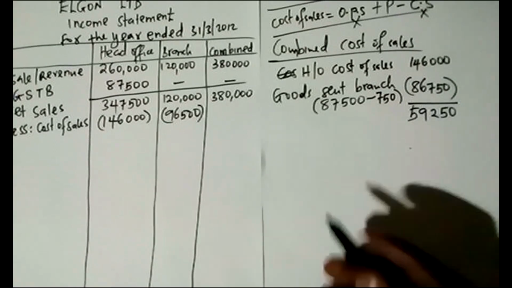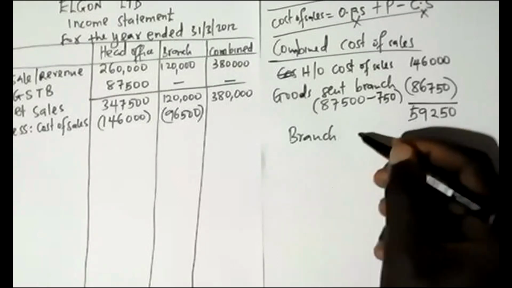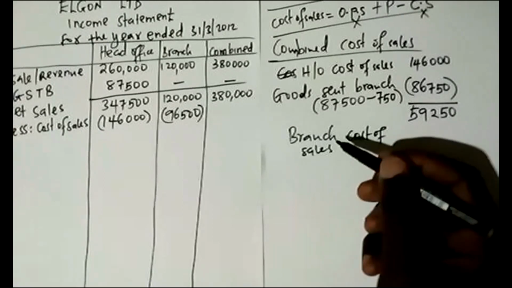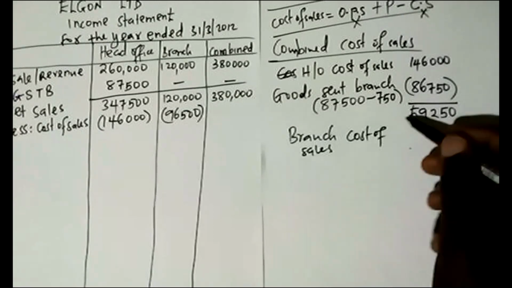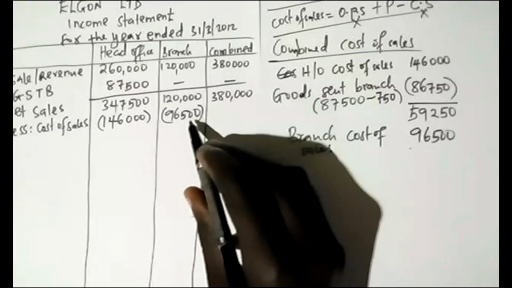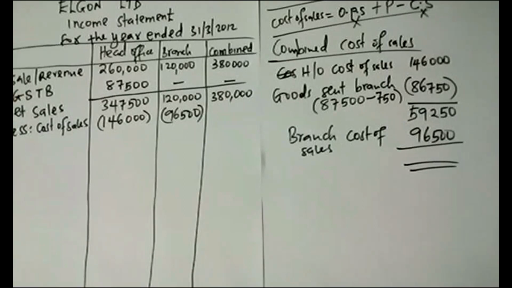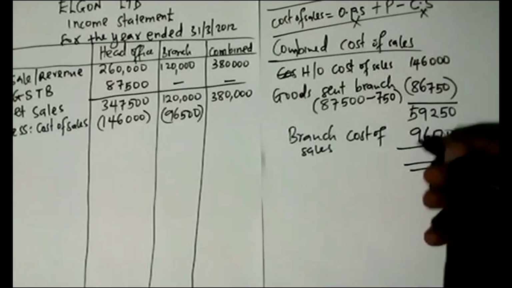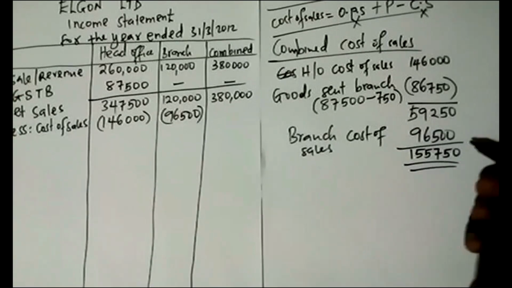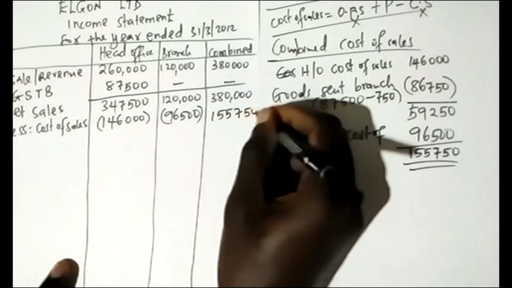So that now I can add the branch cost of sales. The branch cost of sales is 96,500, this one. If I add the two, I'm getting 155,750.